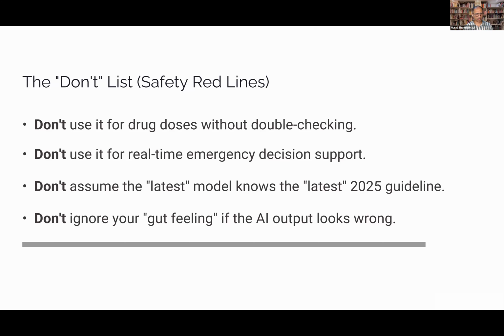Don't assume that the latest model knows the latest guideline, because it might be trained up to 2020. For example, ChatGPT 5.2 is sometimes trained on data only up to 2024, so it doesn't have the latest data. So don't think latest model means latest guideline, and don't ignore your gut feeling if you think the AI output looks wrong. So how do you start?